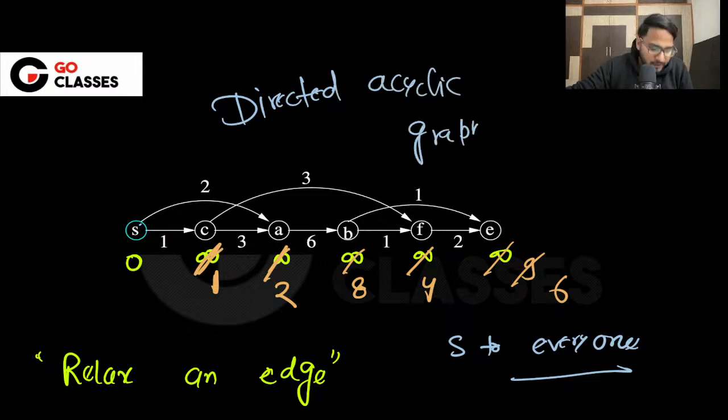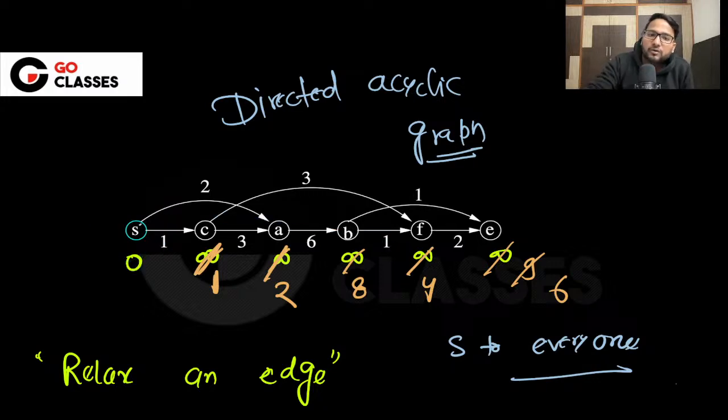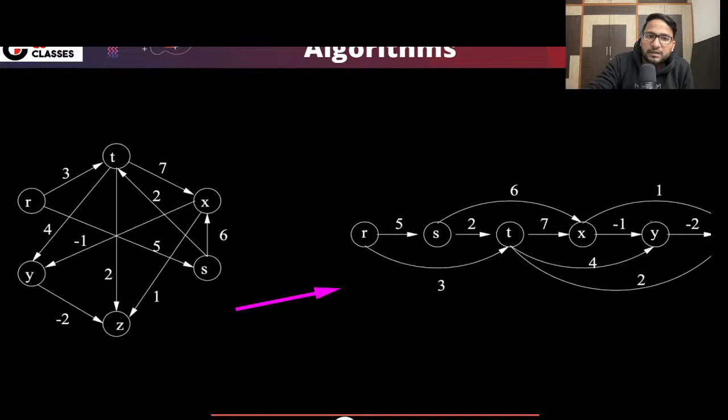What is the algorithm? Can you tell me? The algorithm is basically start from the leftmost vertex and then keep on relaxing the edges, right? Okay. So basically it works on negative edges, positive edges, doesn't matter.